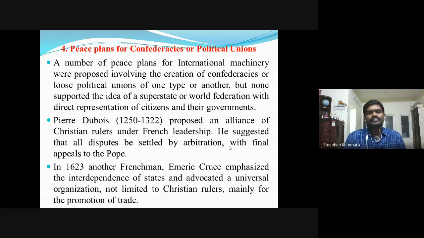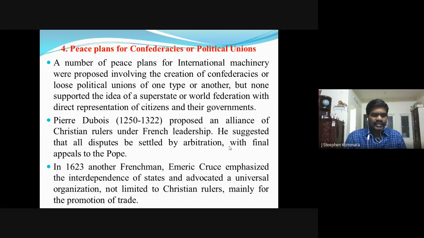This is one of the peace plans, and according to Pierre Du Bois, he proposed an alliance of Christian rulers under French leadership. He suggested that all disputes be settled by arbitration with final appeals to the Pope. So arbitration means it looks like a court. So there were so many disputes arising between two countries or other countries. In that situation, Pierre Du Bois suggested all disputes be settled by arbitration or court with the final appeals to the Pope.